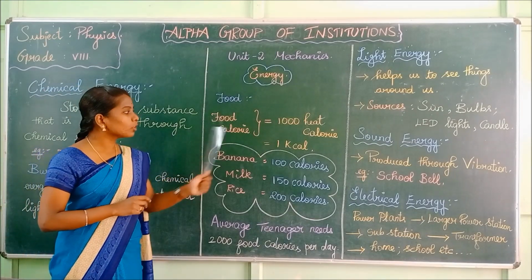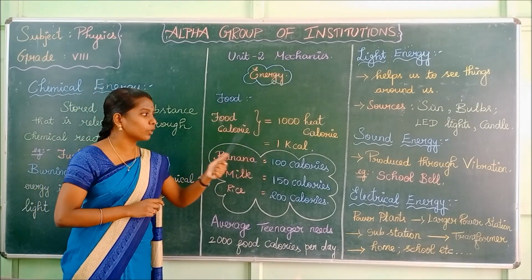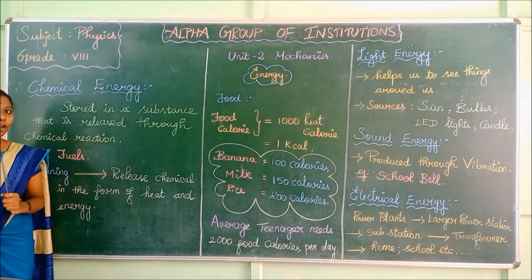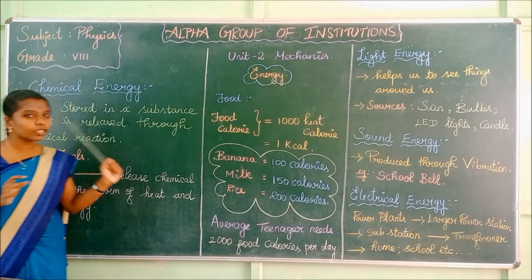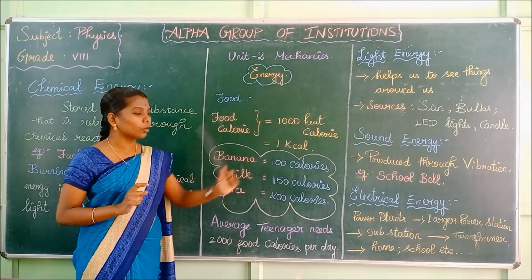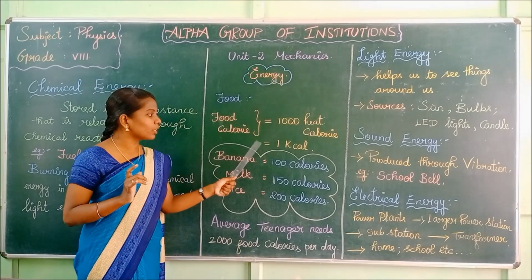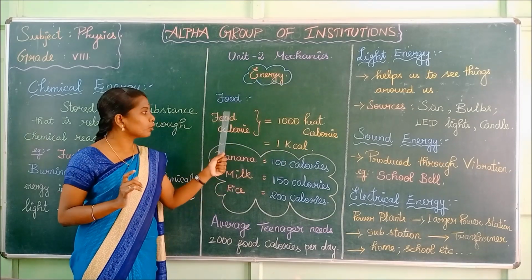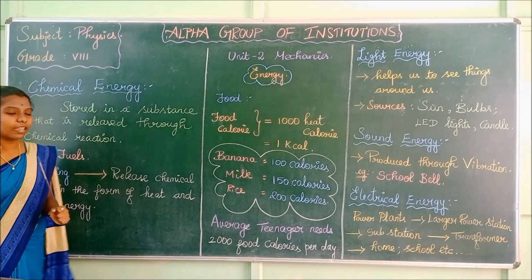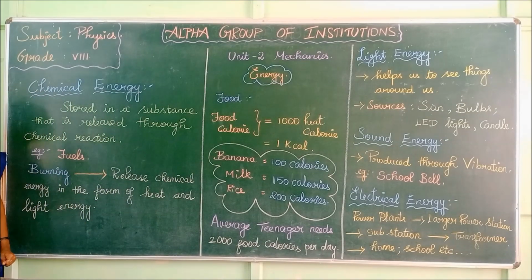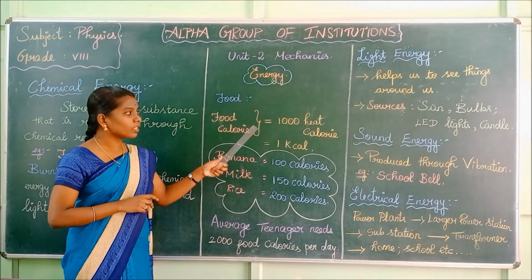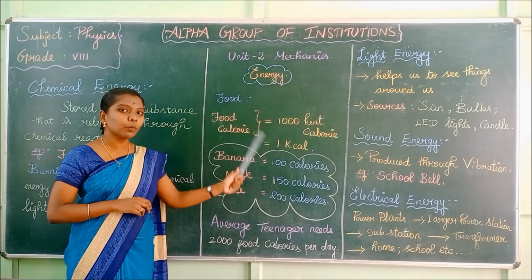One food calorie is equal to 1000 heat calories. We have seen that the SI unit of heat is the calorie. 1000 is one kilocalorie, as kilo means 1000. So 1 food calorie is equal to 1 kilocalorie. The examples for chemical energy are the burning of crackers and the food that we eat. Food calorie is equal to 1000 heat calories, that is, 1 kilocalorie.